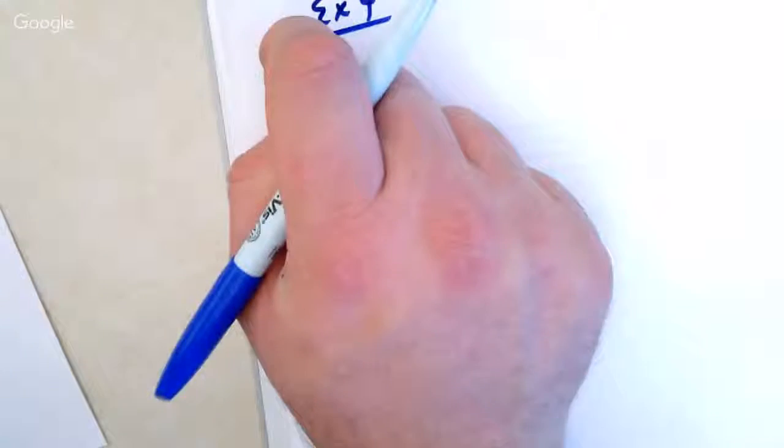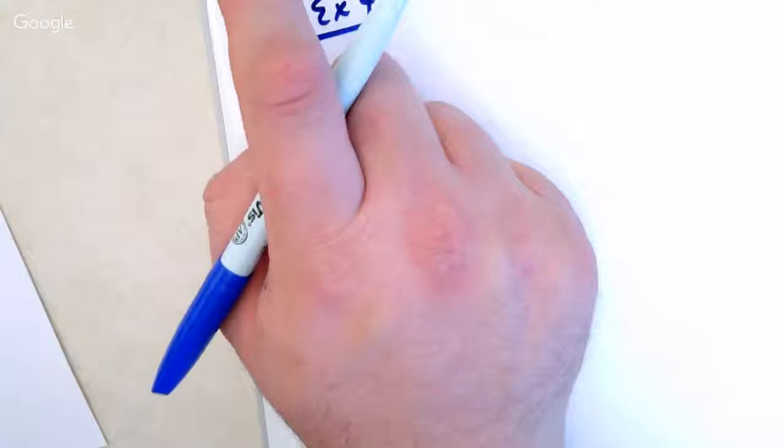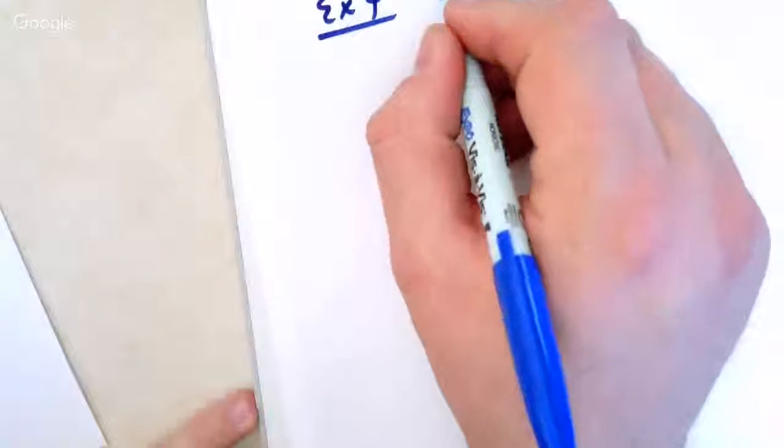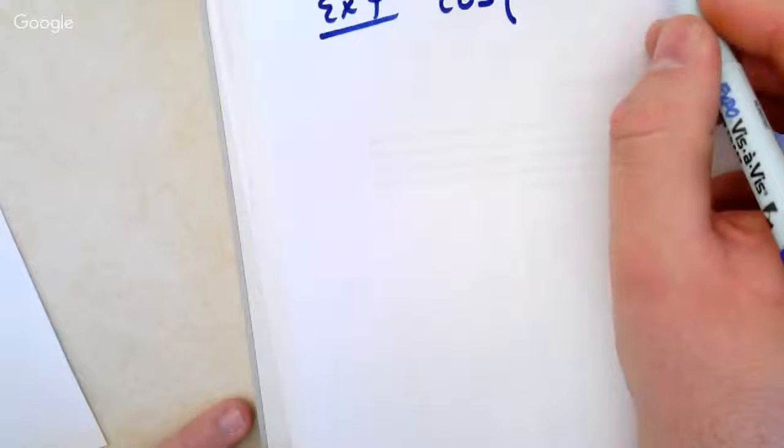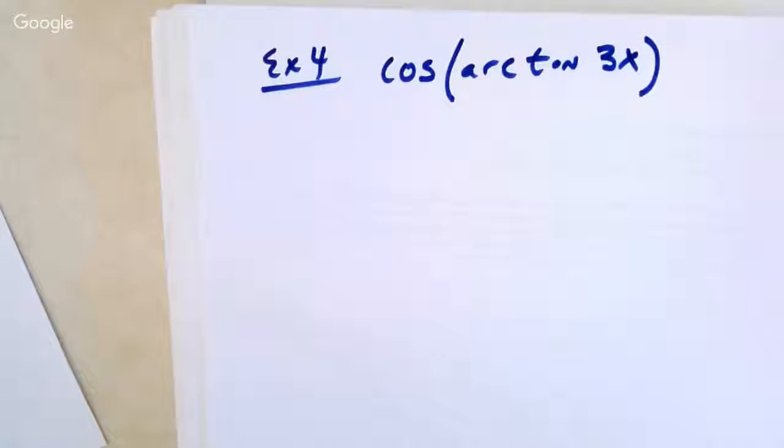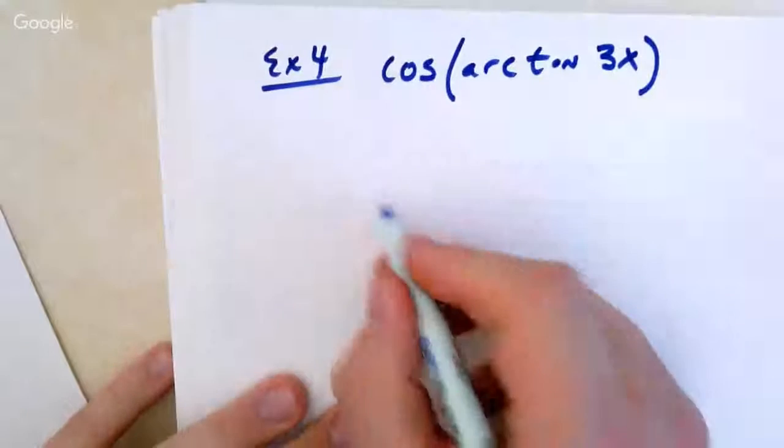Okay, example 4. Let's make it nasty. Let's go for the cosine of the arctan of 3x. So what if they don't even tell you what it is? Now they just give you a variable for it. I don't even know where to begin. Well, let's go back to what Randall told us. We should probably draw a what? Triangle. Triangle, yeah. So the angle with a tangent of 3x.